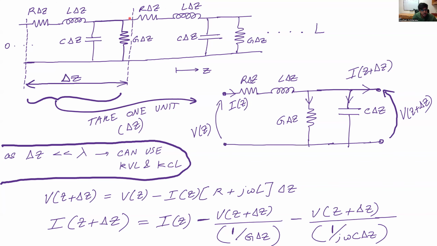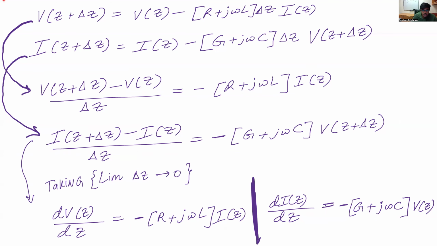Also, recall from the lecture on waveguides that these RLGC parameters are per unit length parameters. So in order to get the actual resistance, inductance, capacitance, and conductance, they have to be multiplied by the differential length delta z. So now we are simplifying these expressions. So I have simplified these expressions in this form.